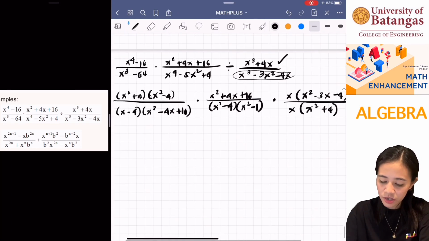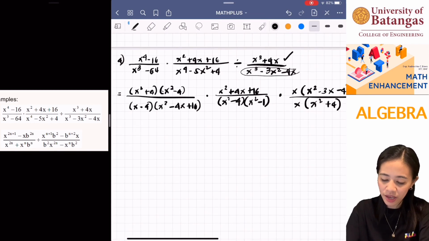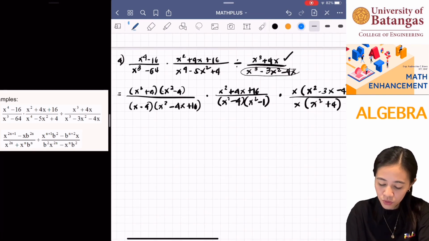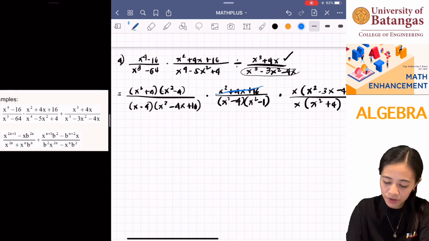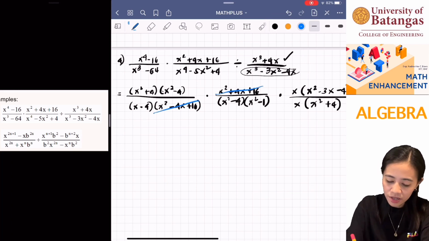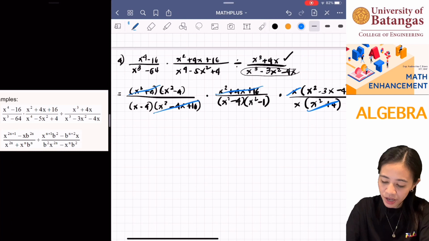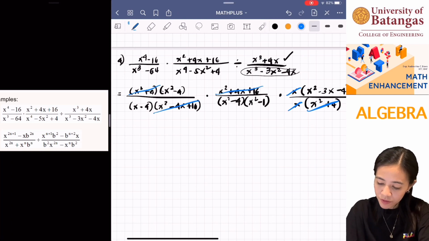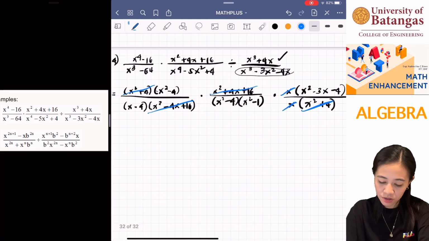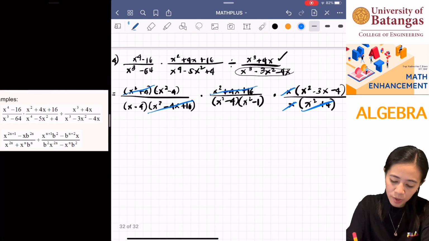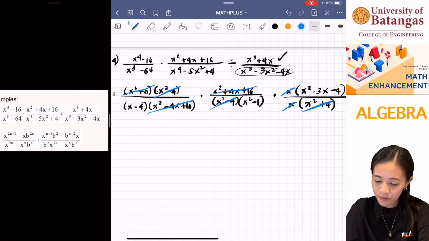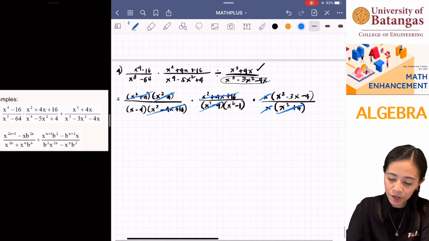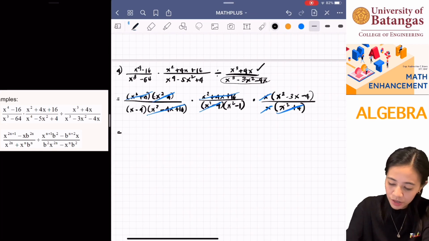Okay. Let's try to cancel anything that we can cancel. So, I can cancel out this one already. I also can cancel x squared plus 4. Can cancel x. Okay, pretty much everything. Pwede na i-cancel sa x squared minus 4. Okay, so let's try to factor the remaining terms if we can factor them.